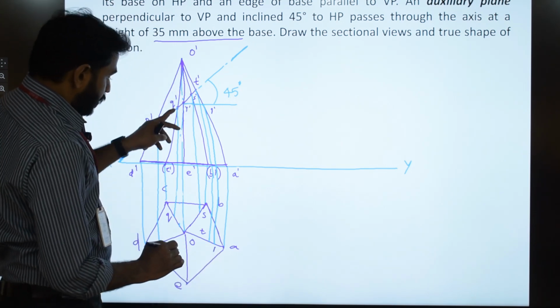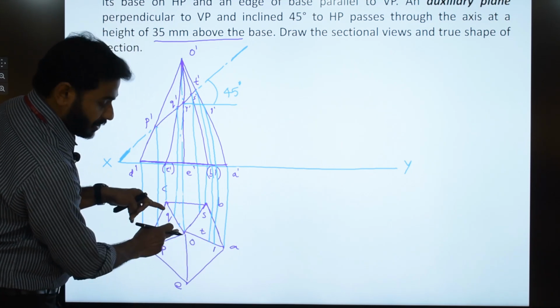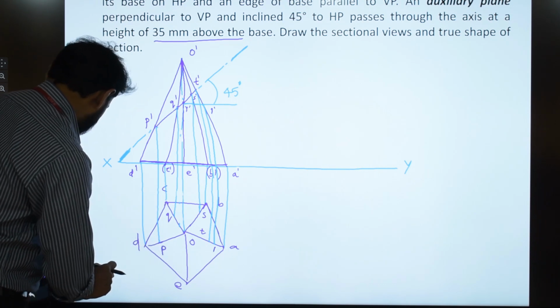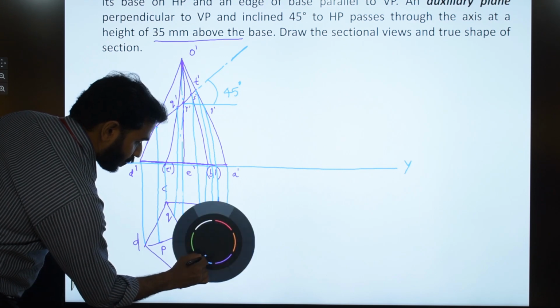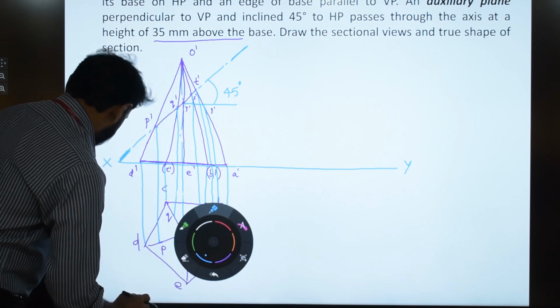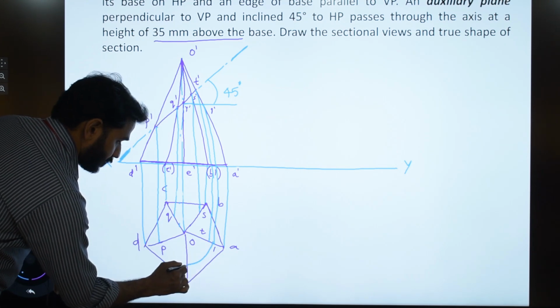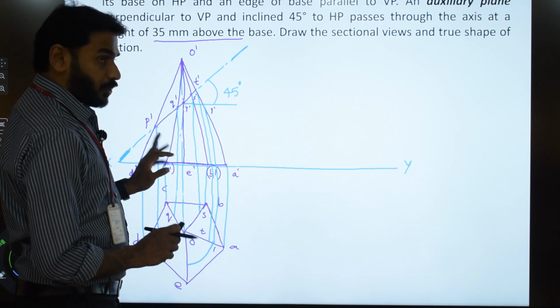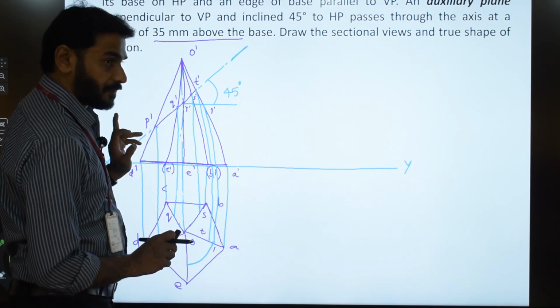Now we rotate the point 1 with O as center and O1 as radius. We draw an arc with O center and O1 radius, onto the top view of the slant edge OE. So we are trying to locate the top view of R dash, which is on O dash E dash.